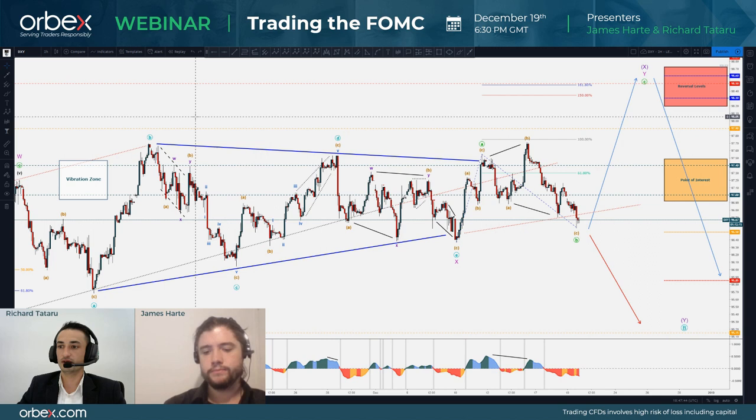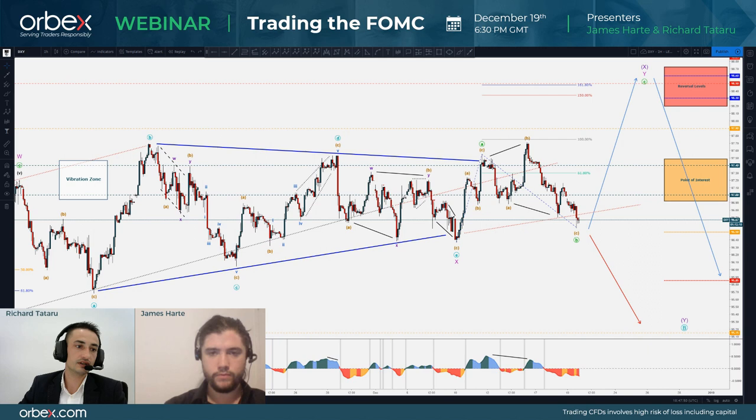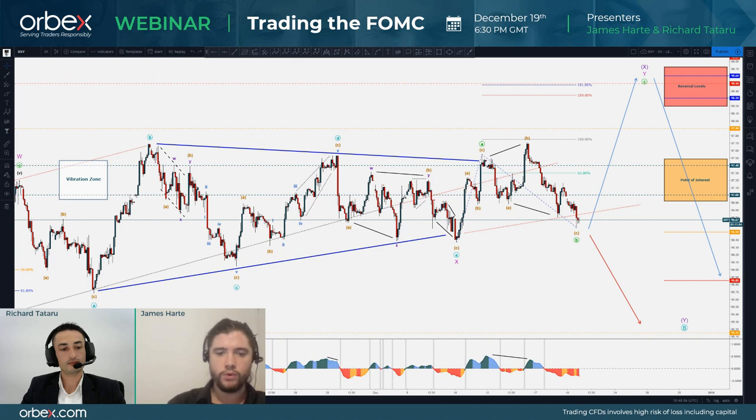a bullish catalyst for the US dollar would be more hikes, more than three. So if we get any of those members increasing their view, we get 3 or more hikes suggested in the dot plot, then yeah, this would be strongly bullish for the US dollar.